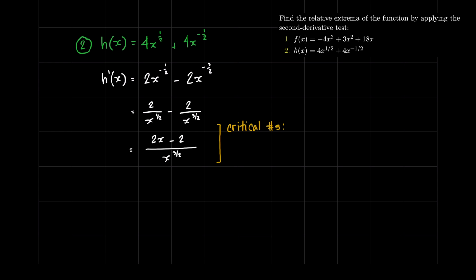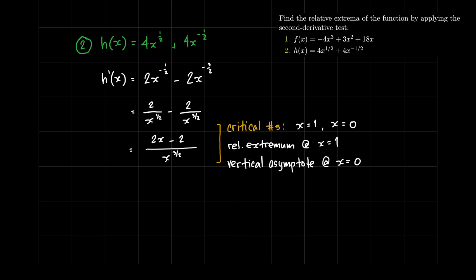Ang critical numbers natin dito ay 1 at 0. We have a relative extremum at x equals 1 by applying the first derivative test. And we can say na may vertical asymptote tayo sa x equals 0 kasi kahit sa original function, magkakaroon ng 0 sa denominator when x is equal to 0.